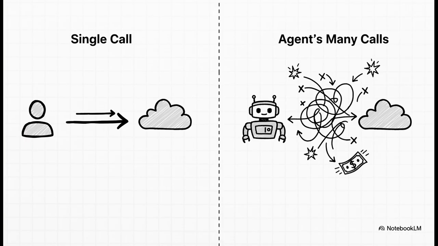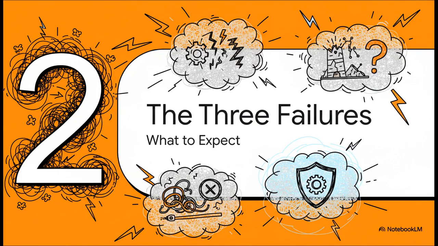Now this is the key difference right here. Think about it. When you use a tool like ChatGPT, you're usually making one single call to the model and you get one response back. Simple enough. But an agent, oh man, to finish just one task, it might need to call that same model dozens, maybe even hundreds of times. And every single one of those calls is like another roll of the dice, another chance for things to go completely wrong.